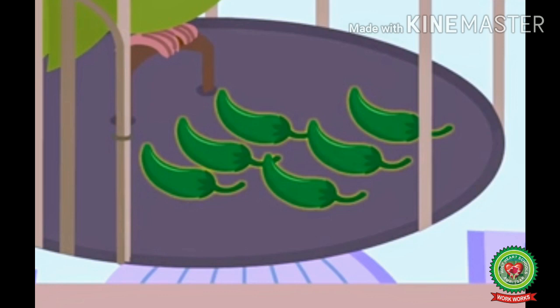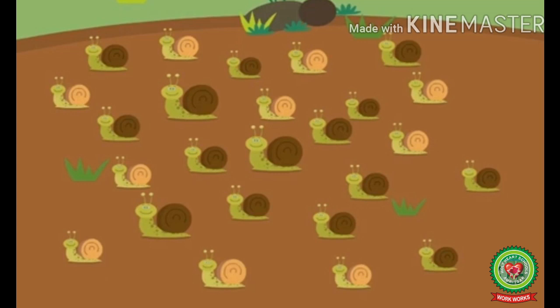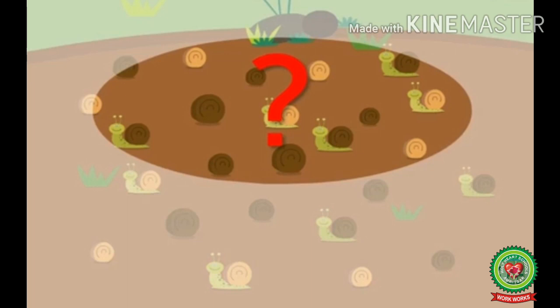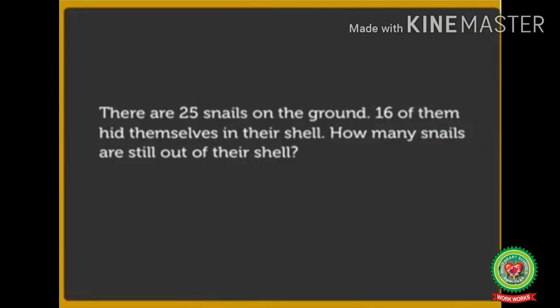Very good. Now, we will understand one more example. See, there are 25 snails in a garden. How many snails are there in the garden? 25 snails. Out of which 16 snails hid themselves into their shells. Out of 25, how many snails hid themselves? 16. And now, apart from the information, what we have to find is how many snails are still out of their shells.